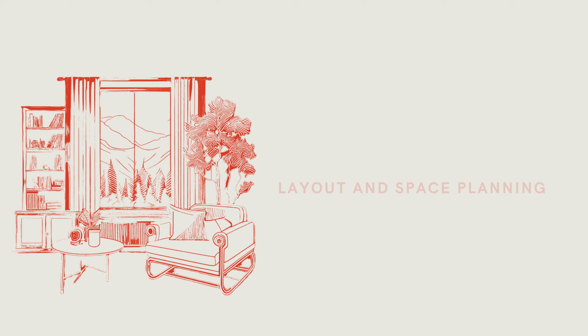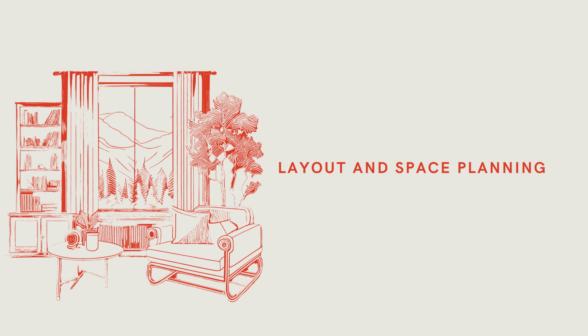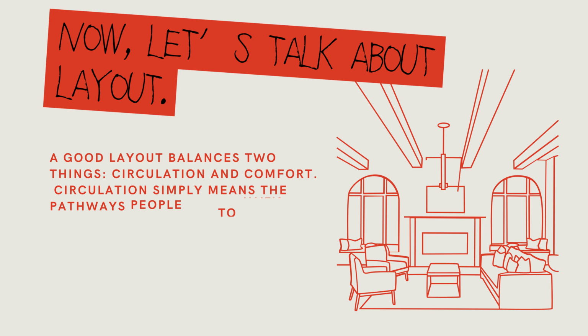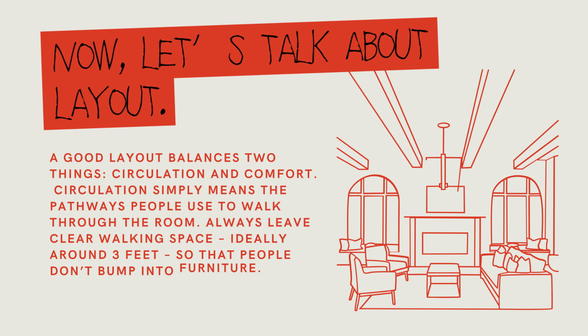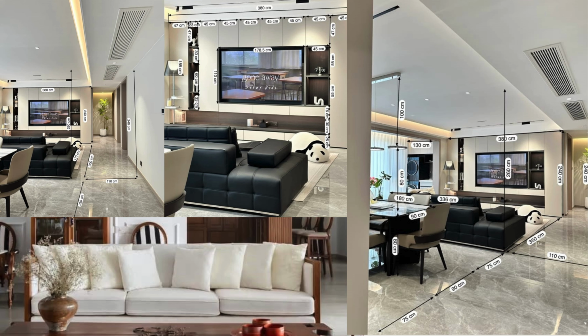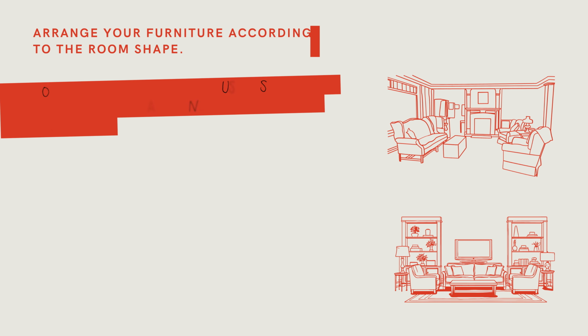Layout and space planning. Now let's talk about layout. A good layout balances two things: circulation and comfort. Circulation simply means the pathways people use to walk through the room. Always leave clear walking space, ideally around 3 feet, so that people don't bump into furniture.